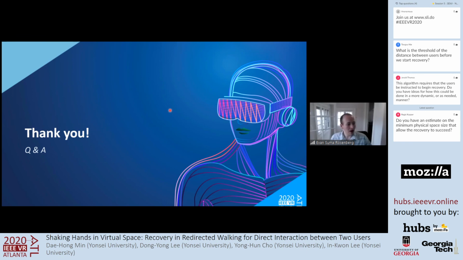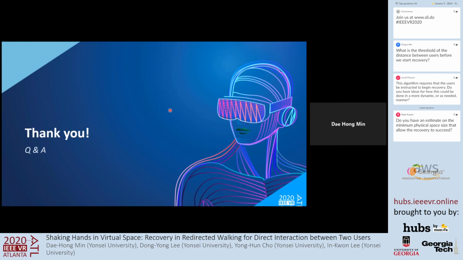We have a question from Hedges Copper. Do you have an estimate on the minimum physical space size that allows the recovery to succeed? We think the physical space size is not important because we tested in 5 by 5 meters, but the recovery can be guaranteed on many physical space sizes because it covered all of the physical space size.